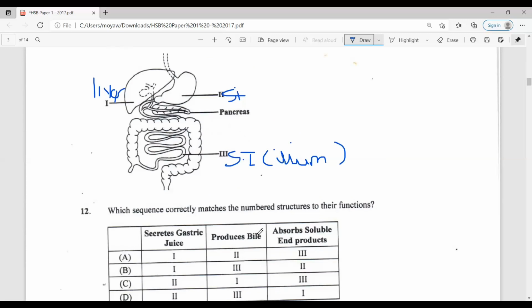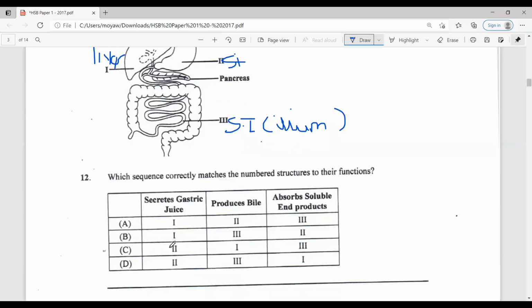Then the next one is produces bile. So we have to know, is it the small intestine that's going to produce bile, or is it the liver? So now, bile is made in the liver. So that means that the liver is going to produce it, and then it's going to be stored in the gallbladder. So we know that 1 produces bile. So the answer is looking like C, because 1 is producing bile. And then the small intestine will definitely have to absorb soluble end products. So that's 3, so that's C. And this is how we got the answer.